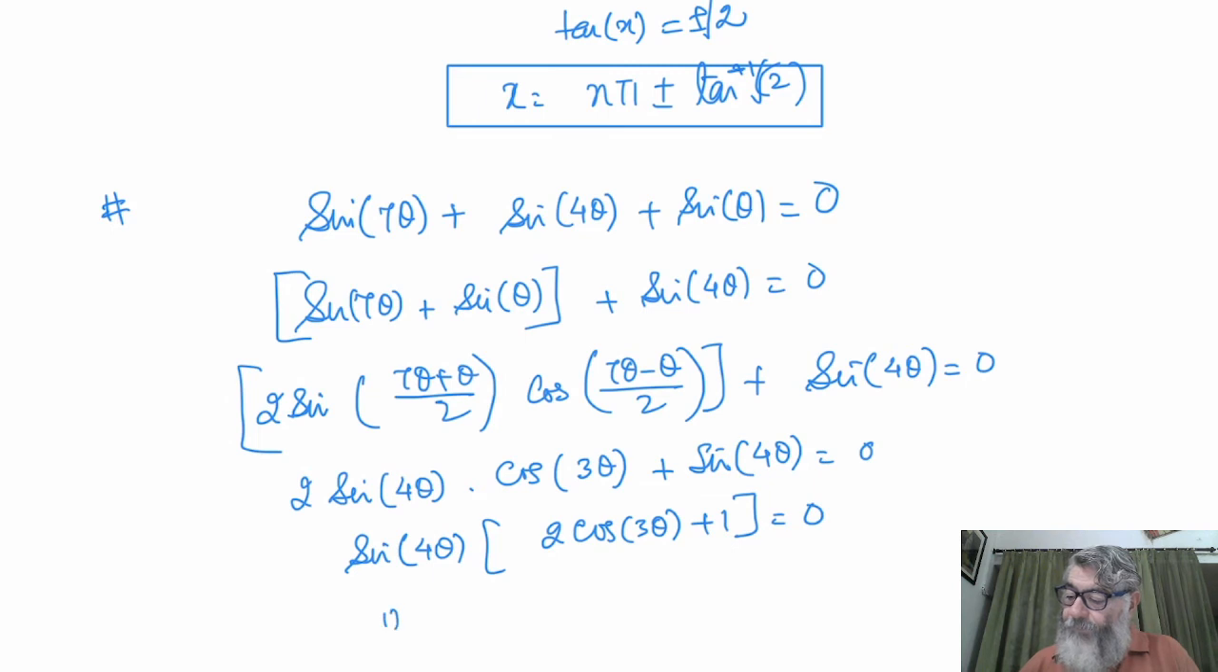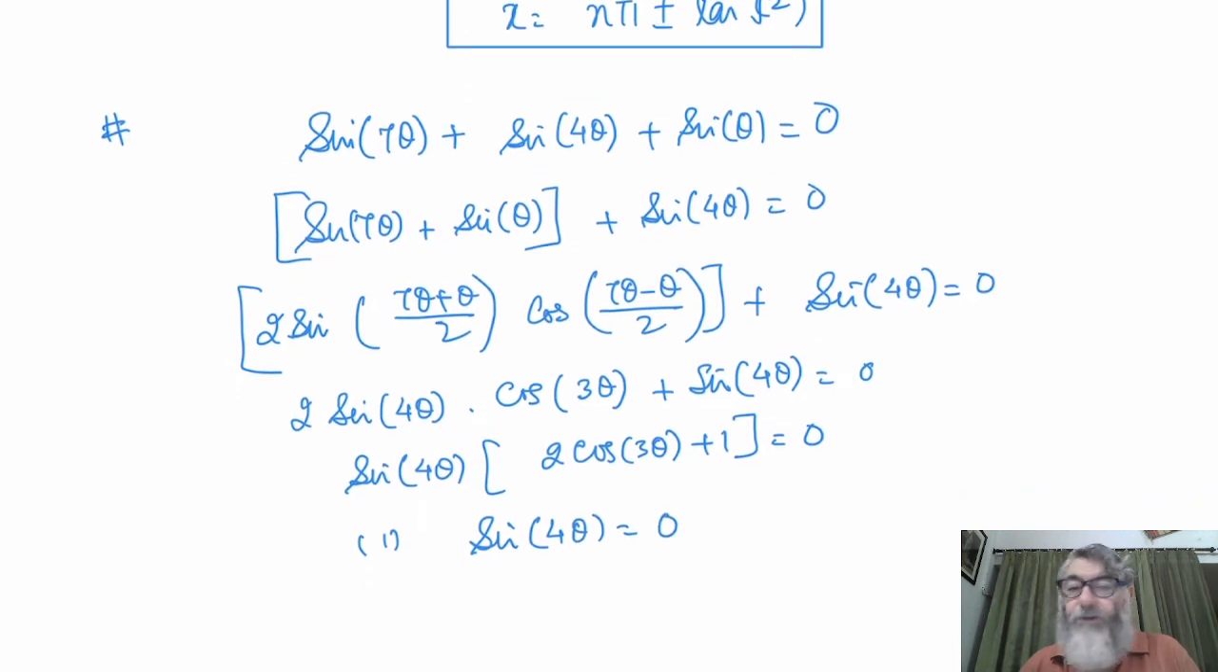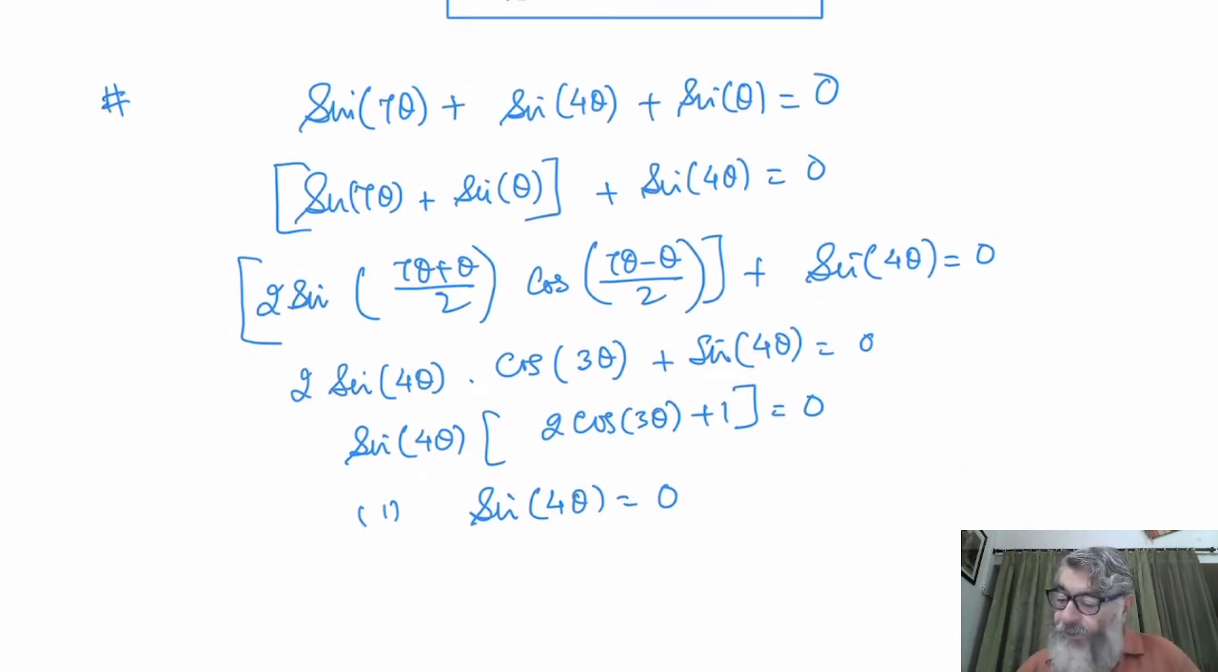Number 1, sine 4 theta is equal to 0. Sine 4 theta is 0, that means 4 theta will be equal to n pi, because when sin theta is 0, you get theta is equal to n pi. Here sin 4 theta is equal to 0, you will get n pi, and theta will become n pi upon 4. This is one of the solutions.